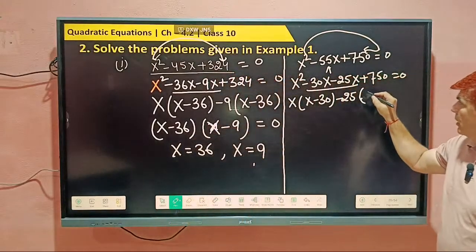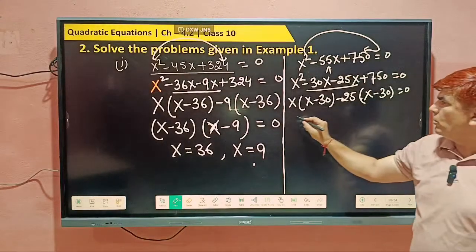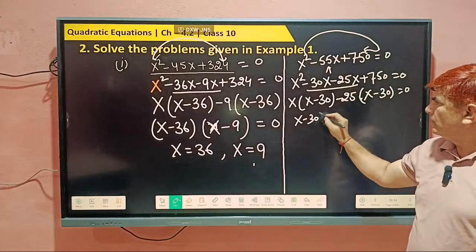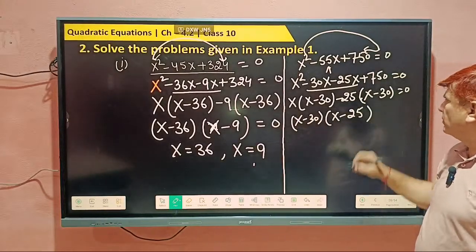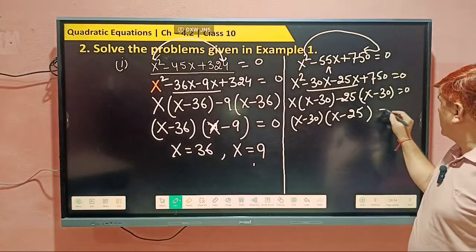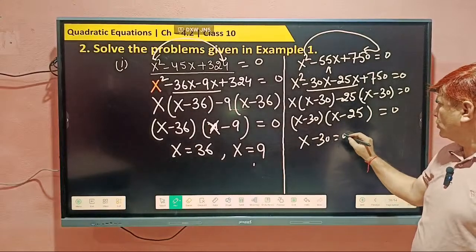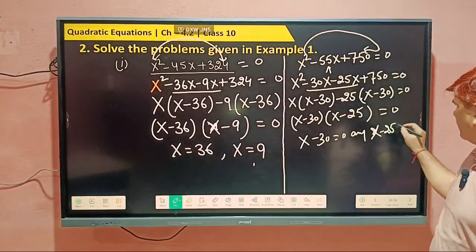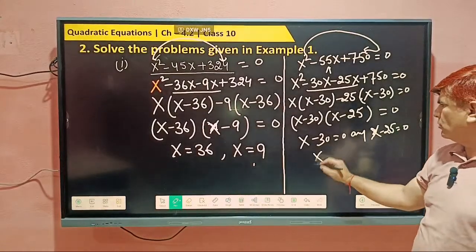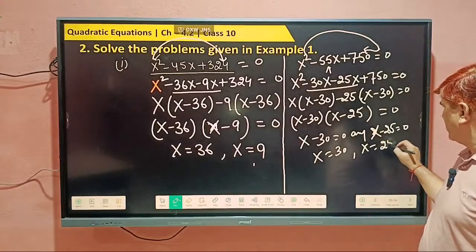So what is left? x minus 30 is equal to 0. Which is common? x minus 30 and x minus 25. So put them equal to 0. So x minus 30 equal to 0 and x minus 25 is equal to 0. So x is equal to 30 and x is equal to 25.